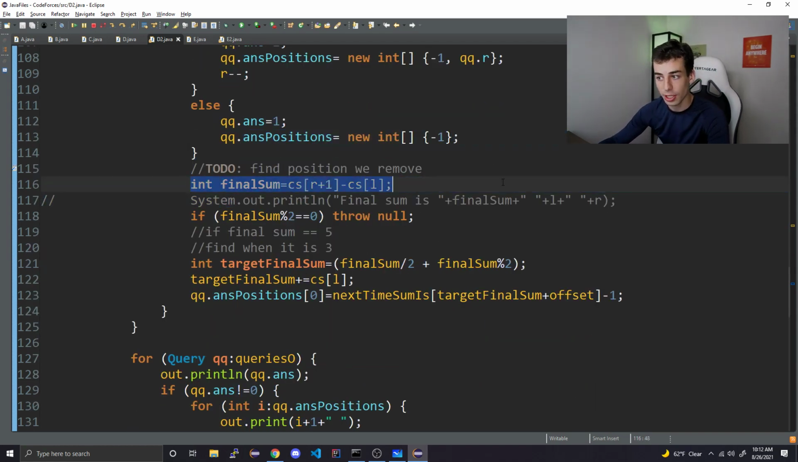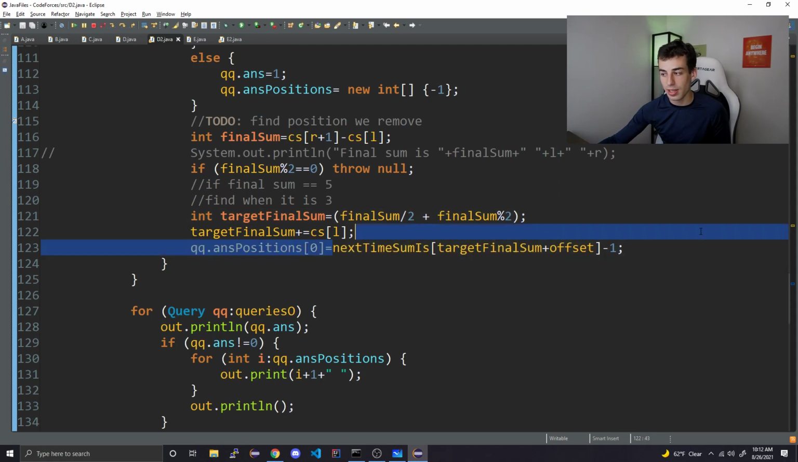Okay, so now we get the final sum of the array. In the example I was giving earlier, it was 7. And then we want to find when it's the target sum. So this might be 7, it might also be -7. So the target sum is going to be either 4 or -4. And then we want to find when's the next time it's that, but it's a cumulative sum index, so I need to subtract 1 here.